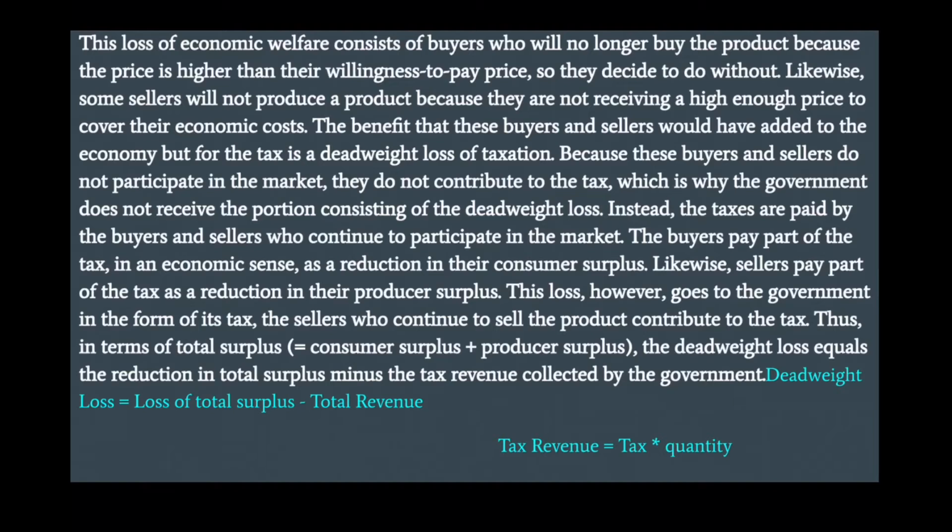The sellers will continue to sell the product and contribute to the tax. Thus, in terms of total surplus, that is consumer surplus plus producer surplus, the deadweight loss equals the reduction in total surplus minus total revenue collected by the government.